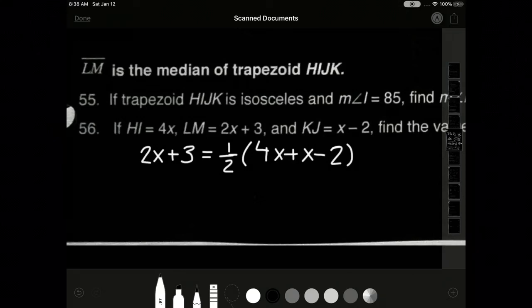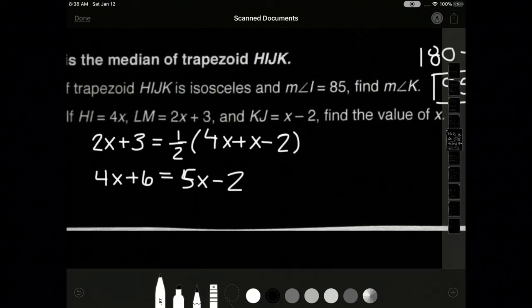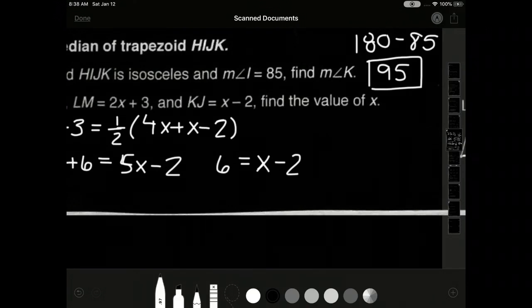Now it's up to you if you want to combine your like terms and then distribute your half, or if you want to multiply by your half right away, get rid of the fraction, because I know those are scary, right? I'm going to do both in one step. I'm going to multiply by 2 here, so that changes this to 4x plus 6. And on the other side, combining what's in my parentheses, oops, not 4, 5x minus 2. And then we can go ahead and we can start moving things around. If we subtract 4x, we get 6 equals x minus 2. And then when you add 2, you get 8 equals x.